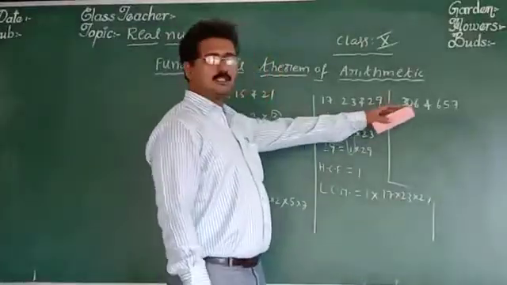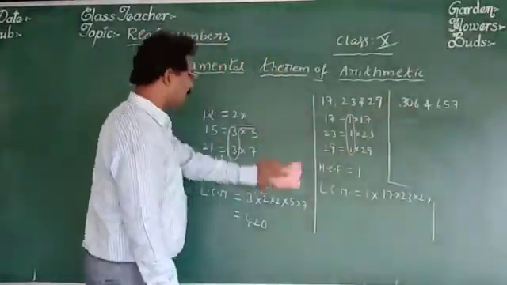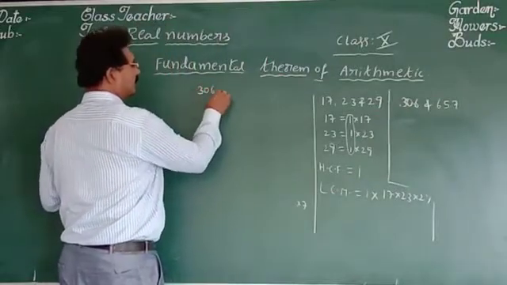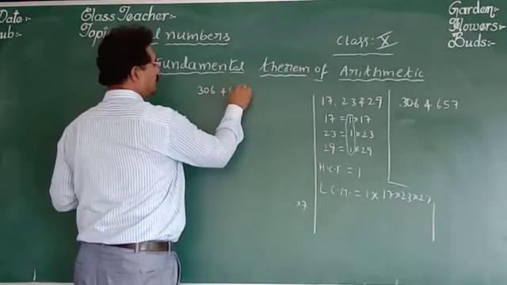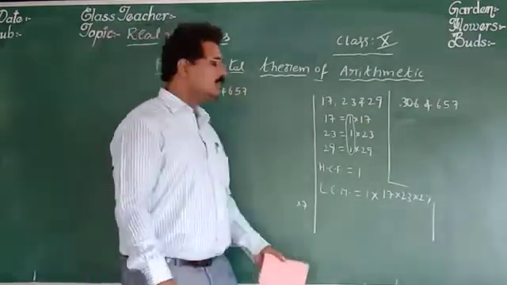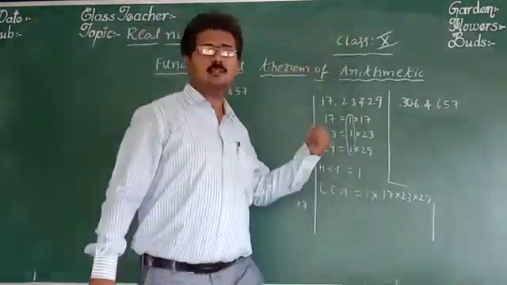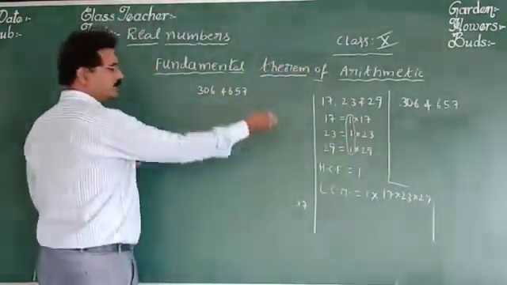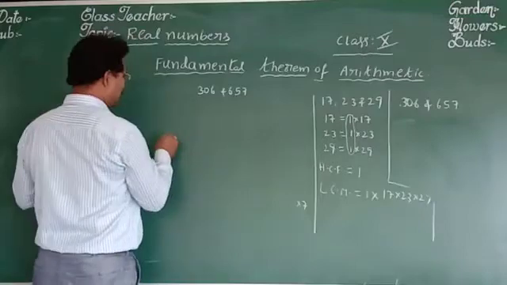Yes, sir. Next see that 306 and 657. So 306 and 657. We have to write the HCF and LCM of the following numbers. Now see that 306, it is not directly possible, so that's why that method that I already told.